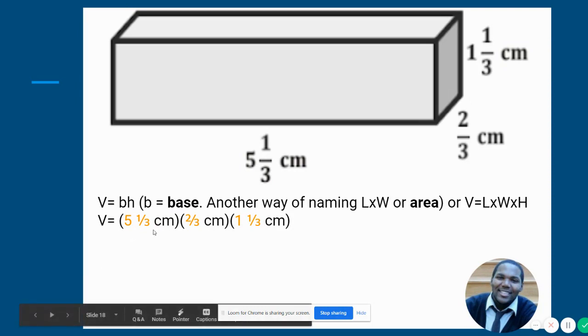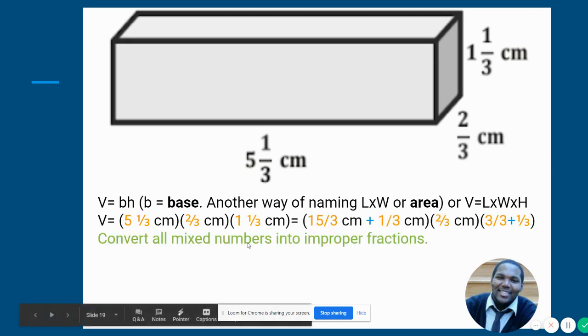So what we just did here, we just plugged in our formula for volume. We understand that this is the length, this is the width, this is the height. So that's what we have here. So what do we need to do next? It's a very interesting step when you're working with fractions, isn't it? That's right. We're going to convert all our mixed numbers into improper fractions. So we need to make sure that we remember that process on how to do that.